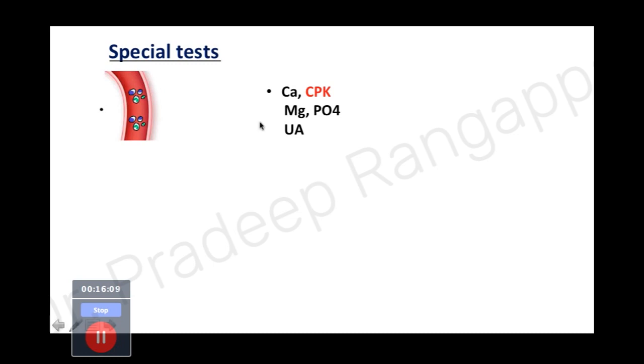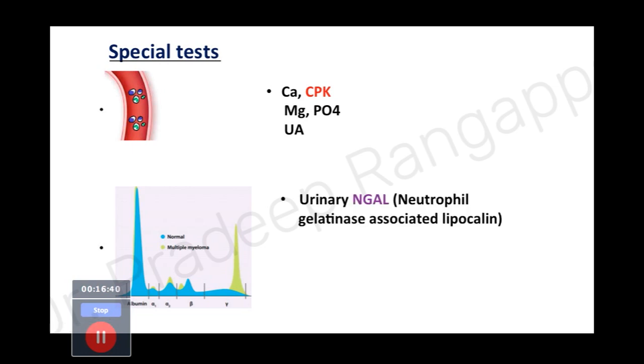Or you may have to do CPK if you are thinking of rhabdomyolysis. Then you may have to look at calcium if you are thinking of neoplastic features where hypercalcemia may be causing AKI, or magnesium, phosphorus, or uric acid. These are some of the biochemical variables that you will be looking at to determine any other causes of acute kidney injury. And in any elderly person with lytic lesions, obviously you would have to look at serum electrophoresis to rule out paraproteinemia or multiple myeloma as a cause of AKI.